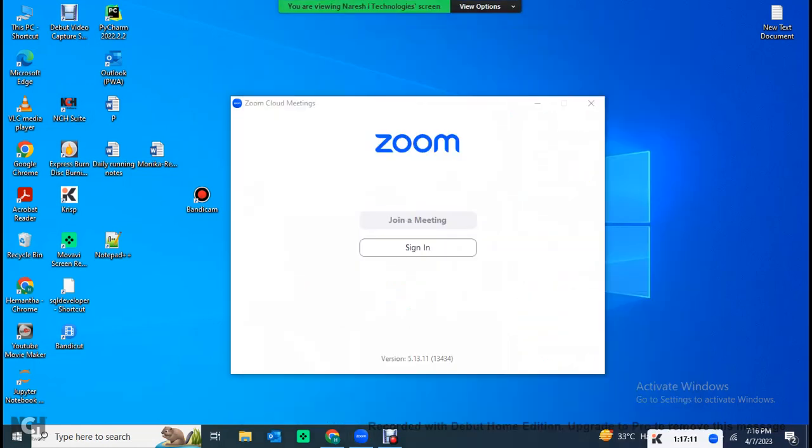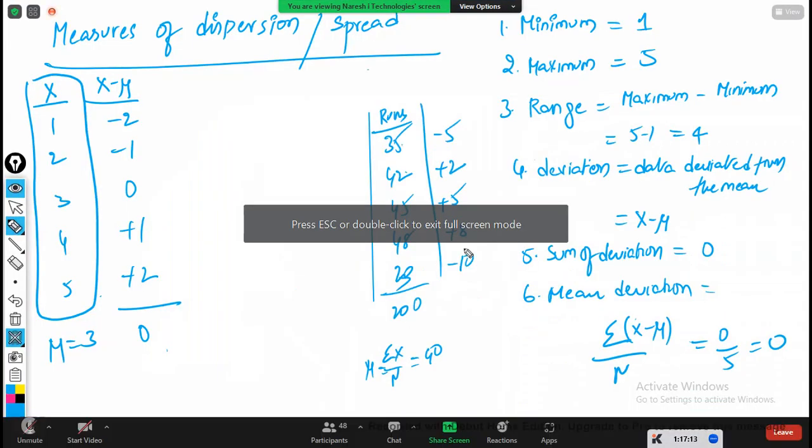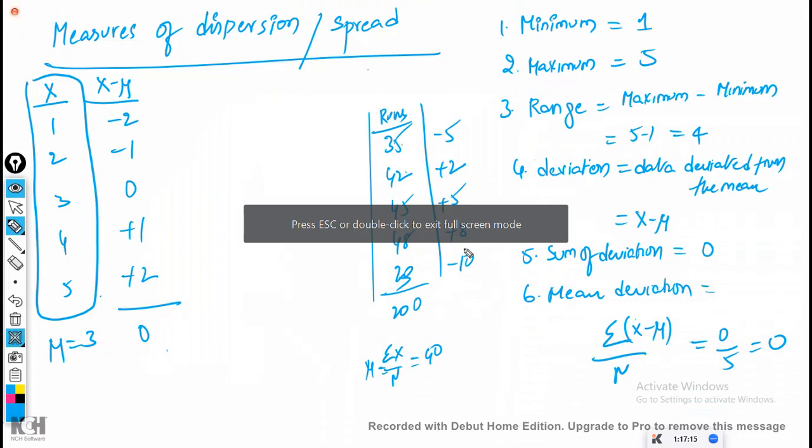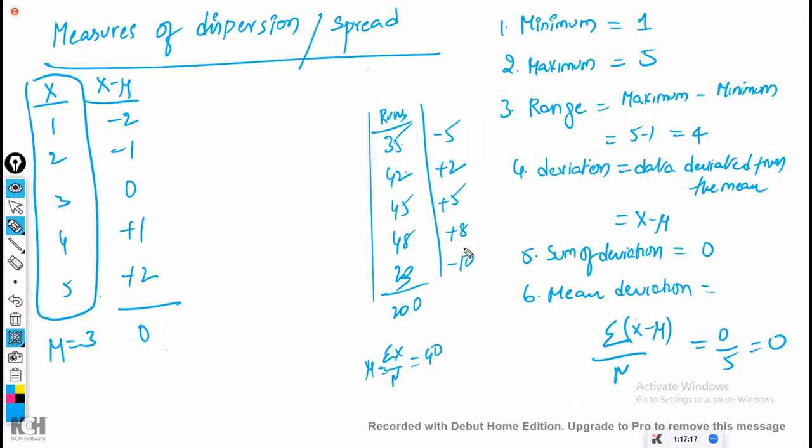Now, if you total the negative values, what is the total? -15. If you total the positive values, it is +15, which equals 0. The sum is always equal to 0. Here, these are the deviations. In every match, he has a deviation. What is the average deviation? 0. An average deviation of 0 means no deviation.